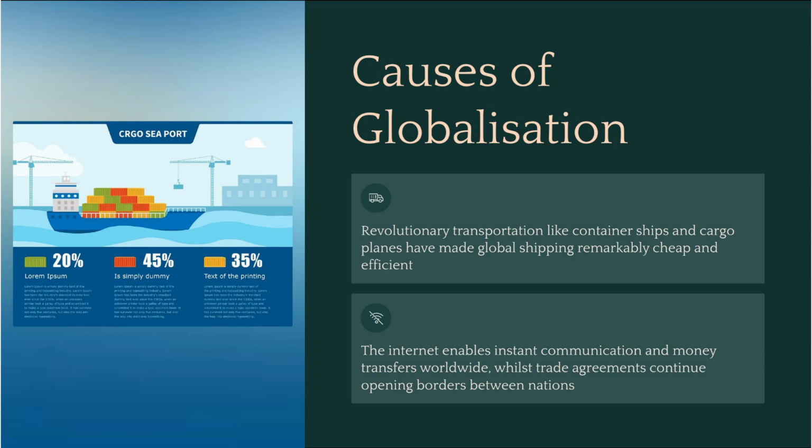How did this happen? It wasn't magic. It was specific advancements. Look at the slide on the causes of globalization. First, transportation. Revolutionary changes like massive container ships and cargo planes made moving stuff remarkably cheap and efficient. It used to be too expensive to ship cheap goods halfway around the world. Not anymore. Second, technology. The internet enables instant communication and money transfers worldwide. And finally, politics. Governments signed trade agreements that opened borders between nations, allowing goods to flow as freely as data.